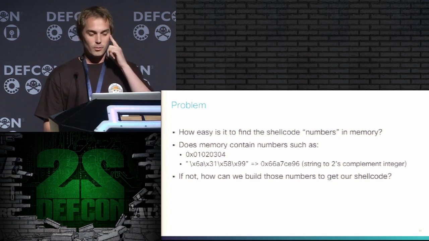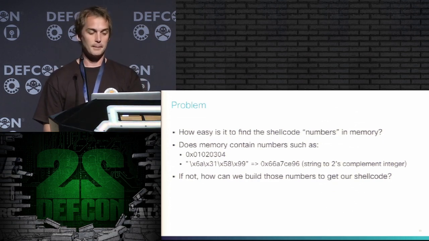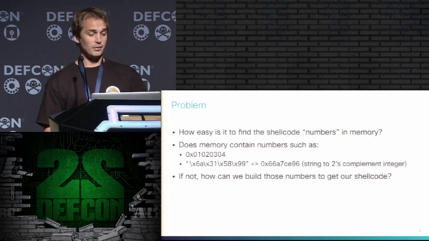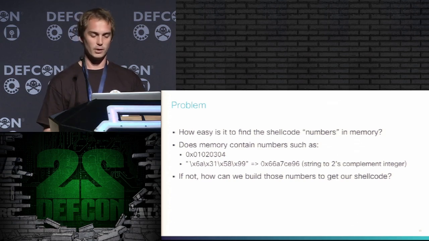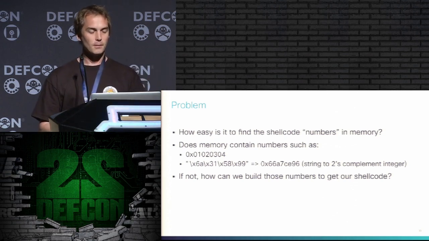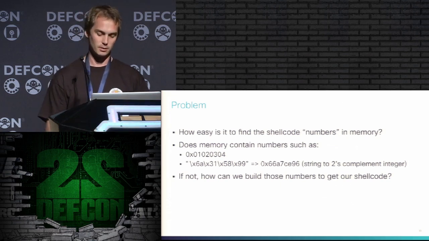So now it comes to the problem of how easy it is to find shellcode numbers in memory, because if you take your shellcode and look at it as a bunch of numbers, they're actually pretty high numbers, right? If you look at the example I've put there, 6A, 31, 58, 99, if you take the string, without talking about what happens behind, and interpret it as an integer in two's complement, it actually ends up at 66, A7, C, 96, which is a pretty high number, or negative number. But we're relying here on the fact that that will be in memory and that we can copy it, right? What happens if it's not?